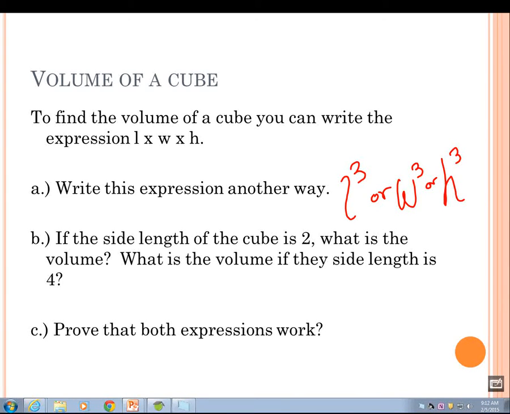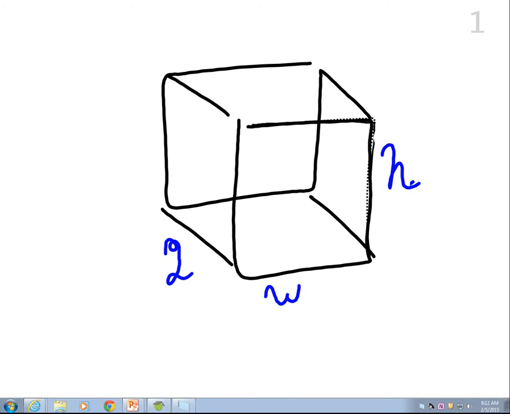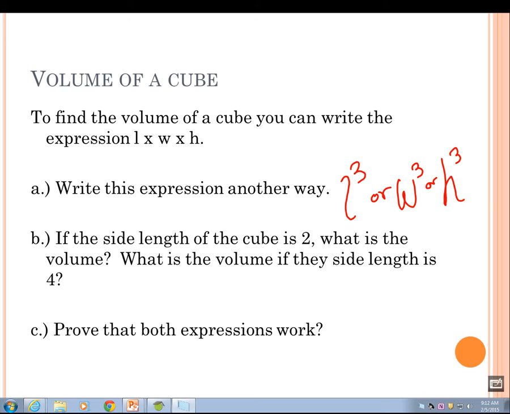If the side length is 2, what is the volume of this? Side length is 2, so all sides are 2. We have a 2 here, and a 2 here, and a 2 here. So how are we going to find that out? Would you go 2, and then times it by 2? Multiply by 2, yep, and you'd have 8 if the side length was 2.